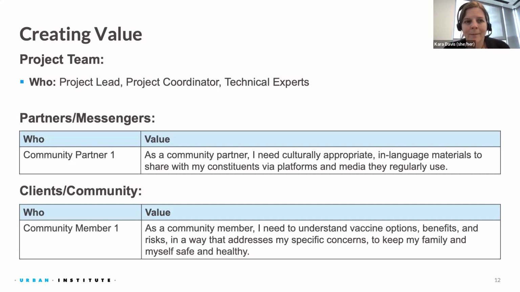Okay. I would love to get some examples of your community partners or your communities and some of the value statements that you've come up with. So does anyone want to volunteer one?